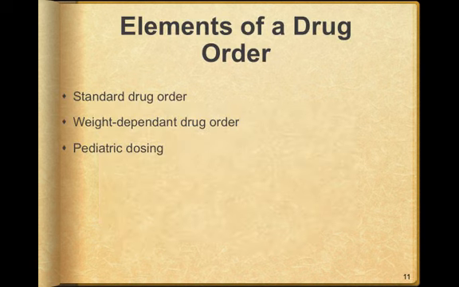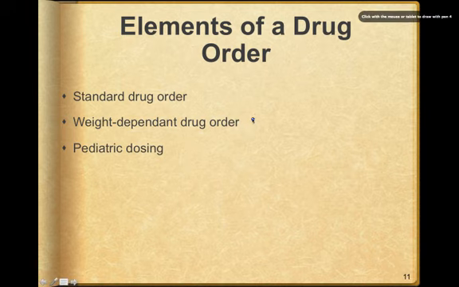Elements of a drug order. A standard drug order includes the amount of the drug, the name of the drug, and the route by which it is to be administered. And then there's a weight-dependent drug order. It means that X amount of the drug is to be given to the patient, and that would be determined by their weight. So the first thing that we would need to do on a weight-dependent order is to calculate the patient's weight first. And there's always going to be a factor on this.